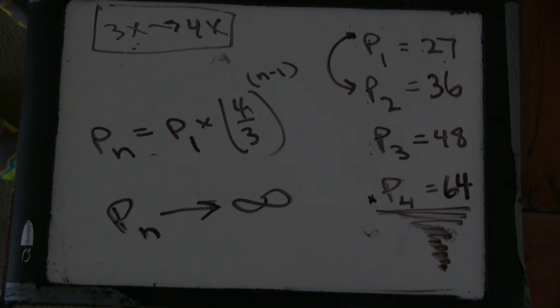And so now we have demonstrated that the perimeter of the Koch snowflake is what? Infinity.